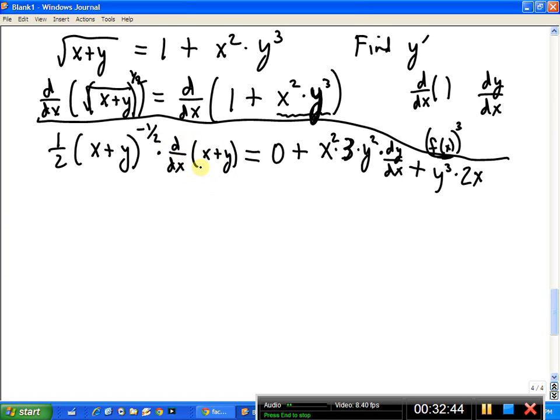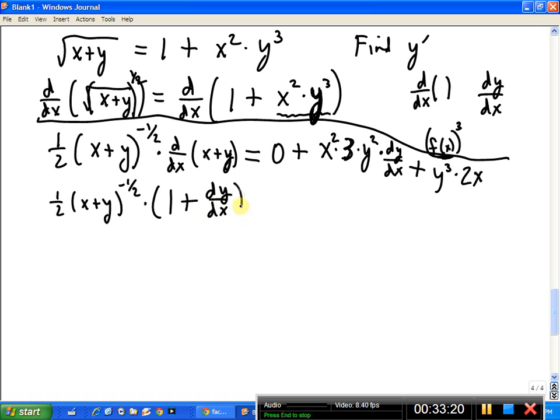So this part I'm just going to leave alone. 1/2 (x + y)^(-1/2). And what is the derivative of that? Well, the derivative of the sum is the sum of the derivatives. The derivative of x is 1. So I've got to take that, and then I've got to take the derivative of y. But what's y? y is a function because of this equation. x determines y. So the derivative of y with respect to x is not 1. It's the derivative of y, whatever that is.